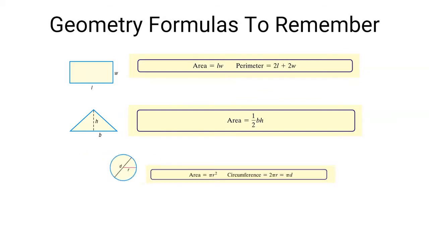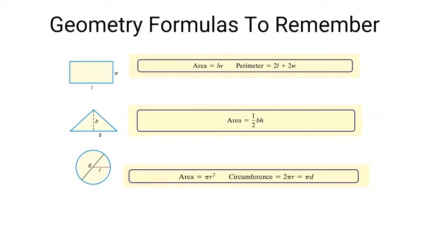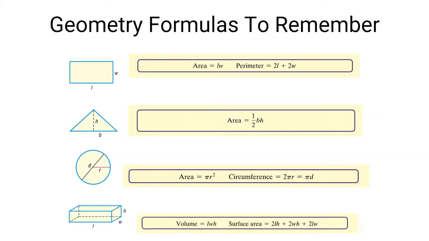Next, we have a circle. The area is equal to pi times the radius squared, and the circumference is equal to 2 times pi times the radius, or pi times the diameter. Then we have this 3-dimensional rectangle, or a cuboid, and its volume is equal to the length times the width times the height, and the surface area is equal to 2 times the length times the height, plus 2 times the width times the height, plus 2 times the length times the width.